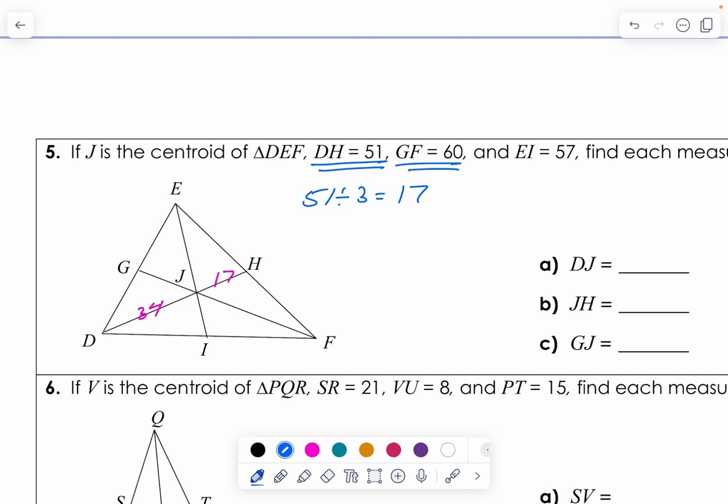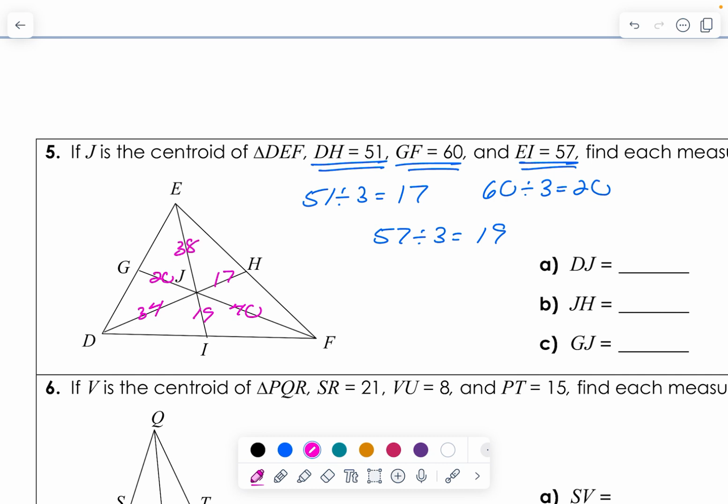GF, that's a candy bar. 60 divided by 3, 20. So that means that this is 20, this is 40. 1 part, 2 parts. And then finally, EI, that is also a candy bar. 57 divided by 3, 19. So 1 part, 2, oops, not 28, 38.